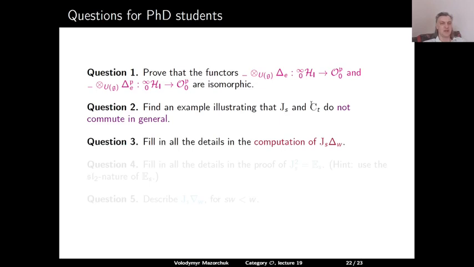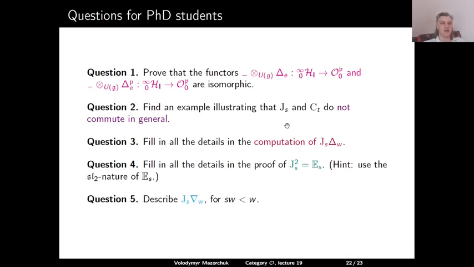Question number three, fill in all the details in the computation of JS delta w. Question number four, fill in all the details in the proof that JS squared is equal to ES. Hint, use the sl2 nature of ES. Question number five, describe Joseph's completion of dual Verma modules under the assumption that sw is less than w.